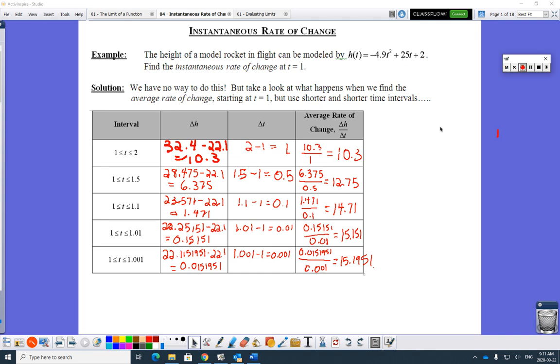And what that's called, and it's a word I didn't use there, it's called the limit. We know what the limit is here. The limit here is 15.2. That's what it's heading towards. That's the new word here, limit. What is it going to head towards?